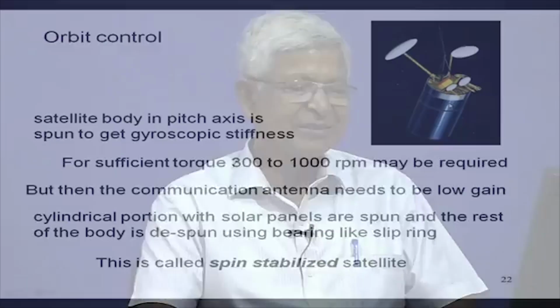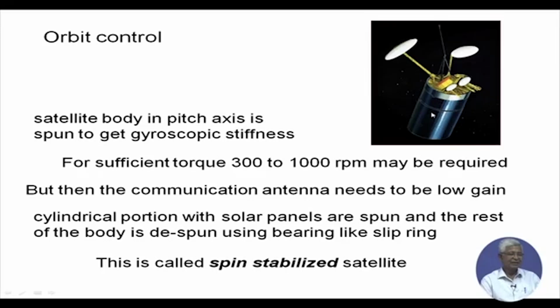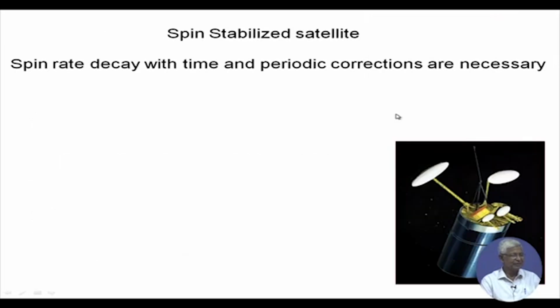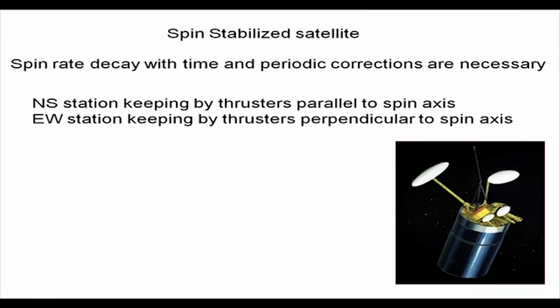The disadvantage in this, you can see, is that only half the portion of the solar panel is seeing the sun. Another disadvantage is, of course, the satellite structure which contains the antenna has to be mounted on a despun arrangement with the satellite. So these two difficulties are to be overcome.